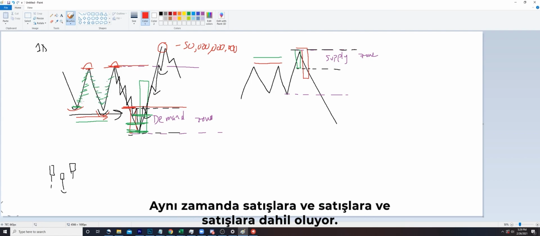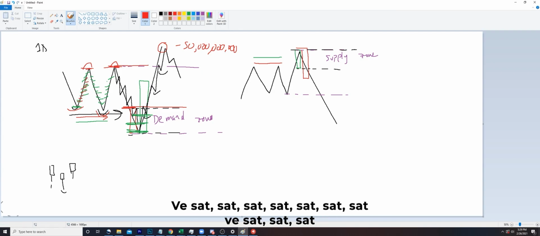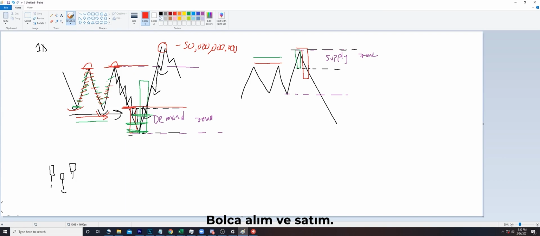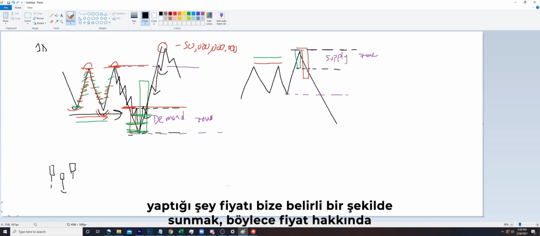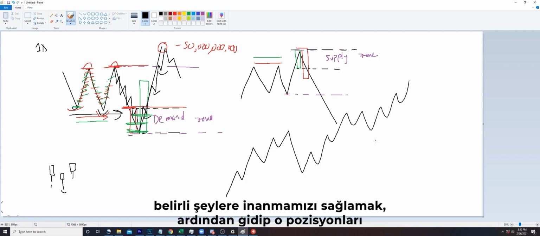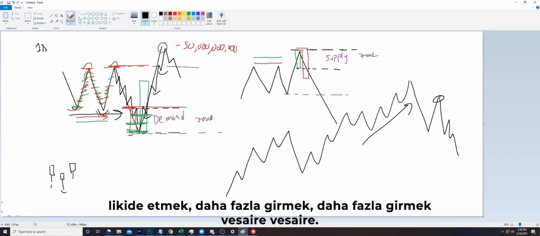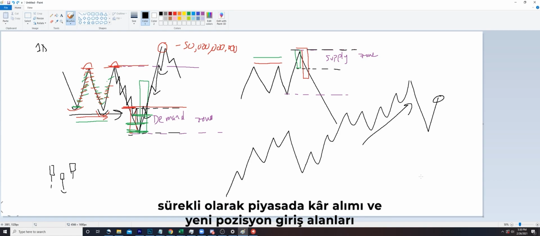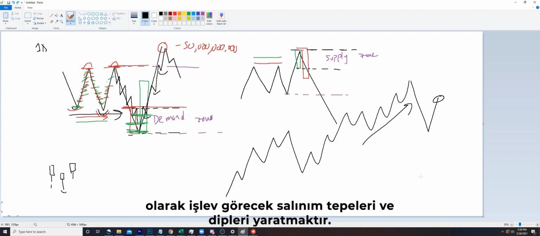At the same time, he's getting involved in sells and sells and sells, and so on and so forth, right? Just back and forth, back and forth. Lots of buys and sells. Because as he does that, he delivers price to us in a certain way that makes us believe certain things about price before he can go and liquidate those positions to enter more, and so on and so forth, right? What the Composite Man does is consistently create swing highs and lows in the market to function as areas of profit taking and new position entries.